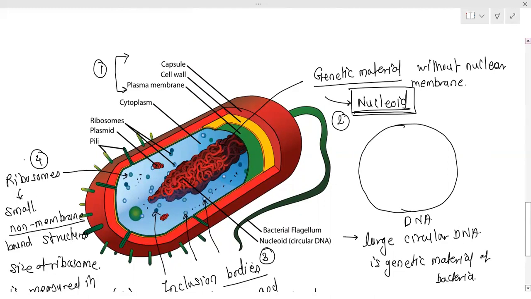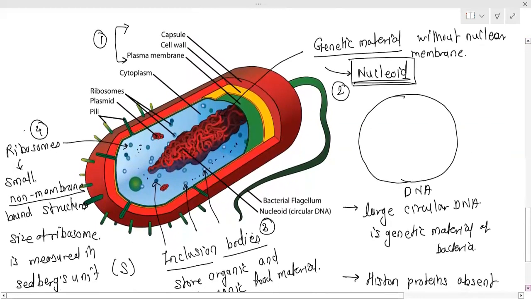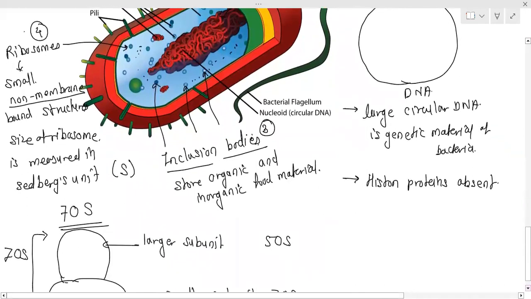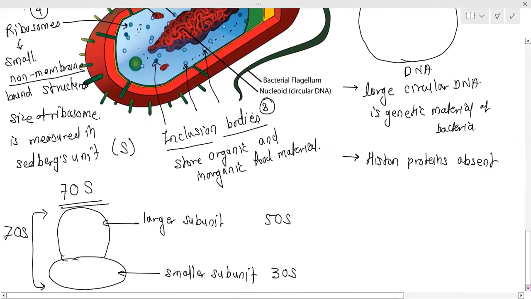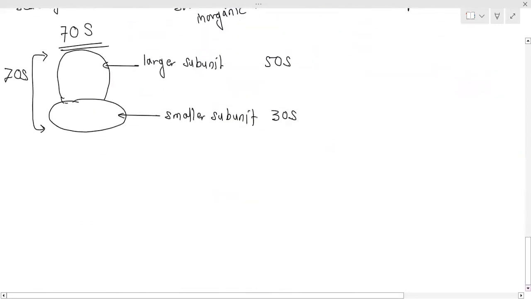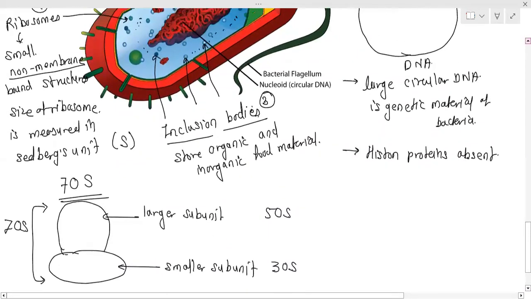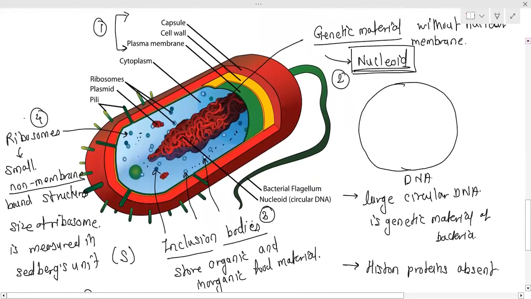Cytoplasm is a liquid part present in the bacterial cell. Then the next thing present in the bacteria is called a plasmid. I will show you in the diagram, and then we will study plasmid more. Do you see that red colored small structure? That is the plasmid. You see that in the diagram?